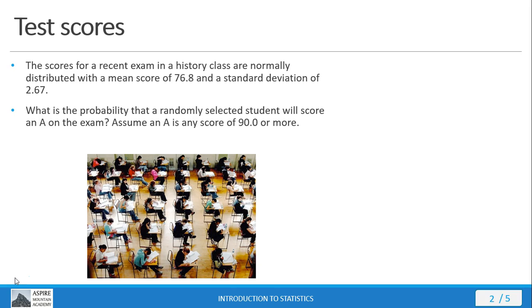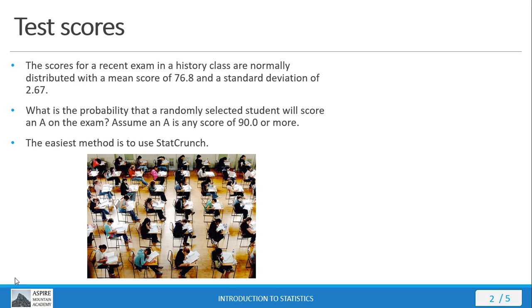To do this, we can just put our values into StatCrunch and calculate our probabilities. Based on what you've seen in the previous mini lectures, I would ask you to pause the video here, get into StatCrunch, and see if you can find this on your own, and then come back in a moment and we'll look and see how you did. Okay, let's look and see how you did.